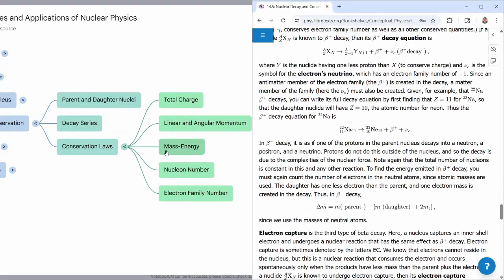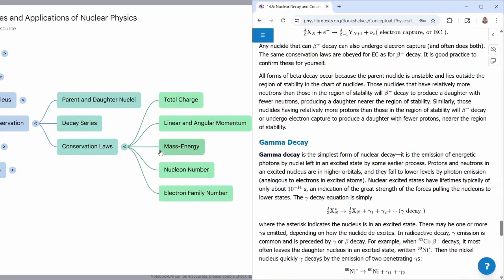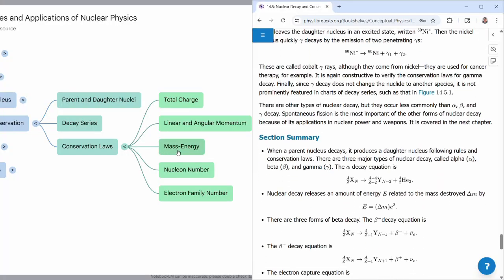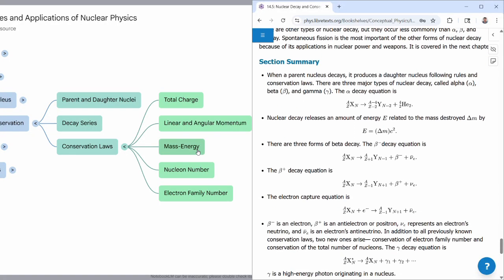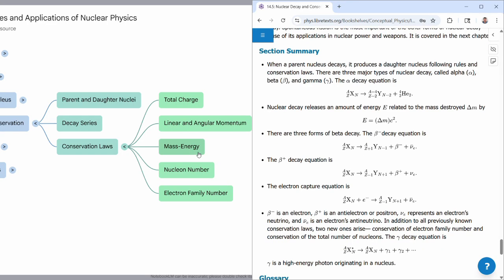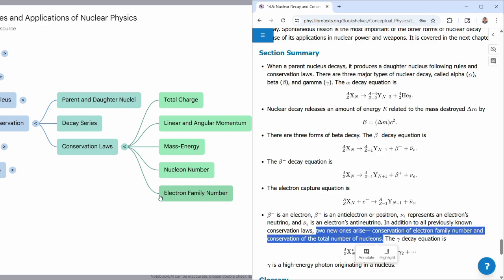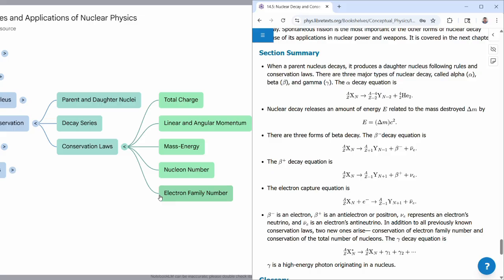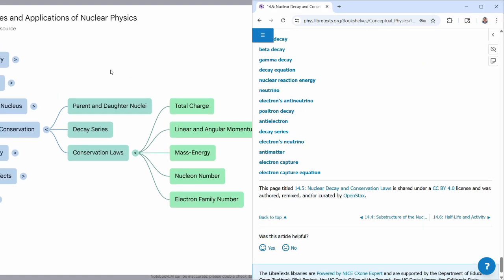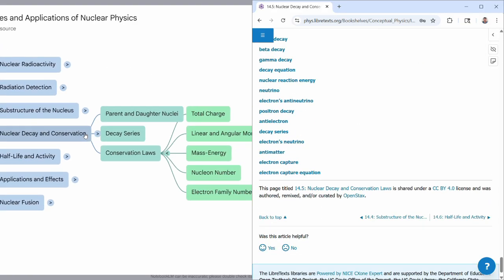And mass energy, this is the famous E equals mc squared. You take the differences in rest mass, rest energy of the particles involved in the reaction, and that gives you how much energy is released. Nucleon number, that's one of the conserved quantities. I think I talk about conservation of baryon number. And electron family number or lepton number is also conserved within each family. Electron, muon, and tau lepton. So all of that is lectured on, and the things you need for homework, you'll see them in lecture.